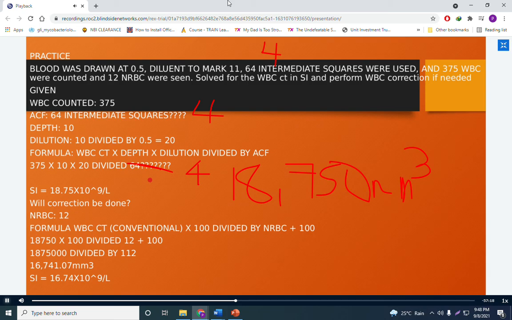Class, in this question, are we going to perform correction? Yes or no? Yes, okay. Why? Because we have 12 NRBC seen. Remember, anything 5 and above, you have to perform your correction. So let's apply the formula for your correction.